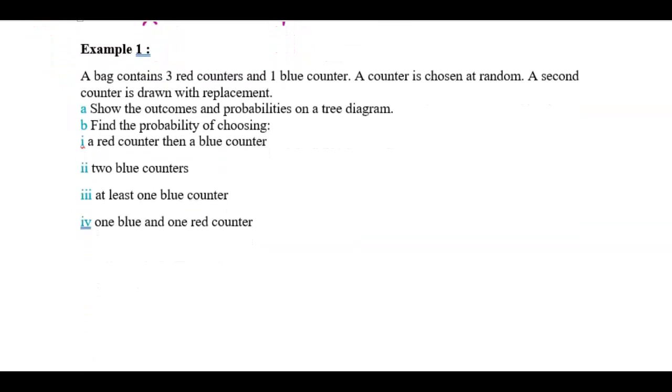We have a bag. The bag contains 3 red counters and 1 blue counter. A counter is chosen at random. A second counter is drawn with replacement. The most important factor of this question is that the second one is drawn with replacement, which means they're drawing a first counter, having a look at the color, putting it back into the bag, and then withdrawing a second counter. That's a really critical aspect that's going to help us design our tree diagram.